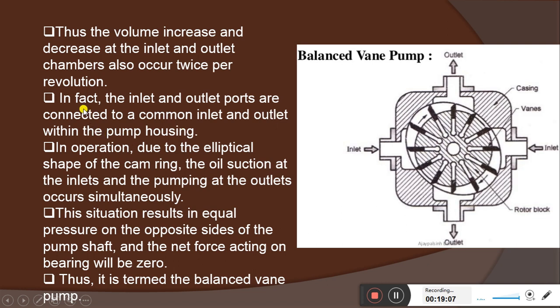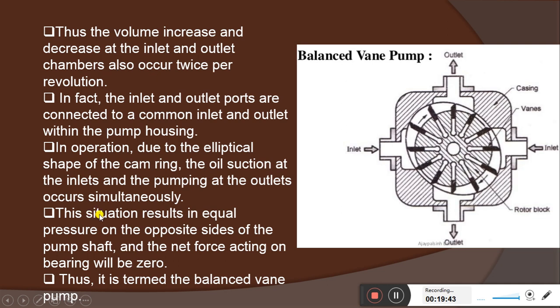The inlet and outlet ports are connected to a common inlet and outlet within the pump housing. The inlets are connected to a common point and the outlets are also connected to a common point in the housing of the pump. In operation, due to the elliptical shape of the cam ring, the oil suction at the inlet and the pumping at the outlet occur simultaneously. This results in equal pressure on the opposite sides of the pump shaft, and the net force acting on the bearing will be zero. Thus it is termed the balanced vane pump.